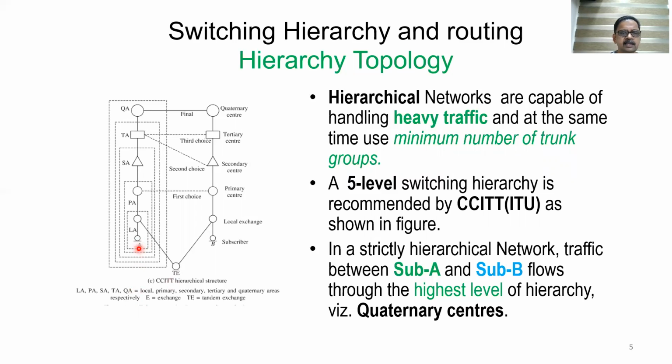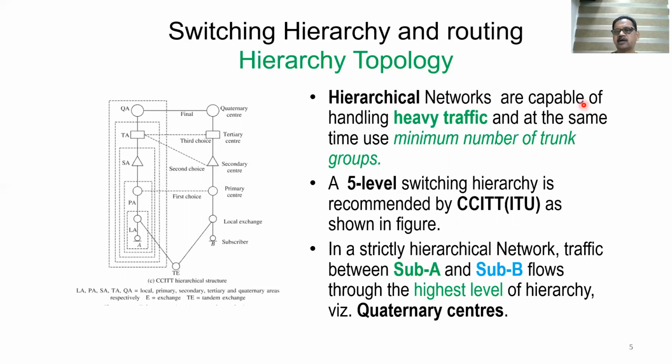Subscriber A wants to connect to subscriber B. So the subscriber A and B may be located anywhere in the world or anywhere in the country. So how will they be connected in a hierarchical, step-by-step mode? That we will try to understand.